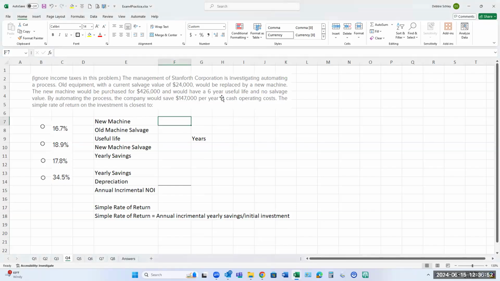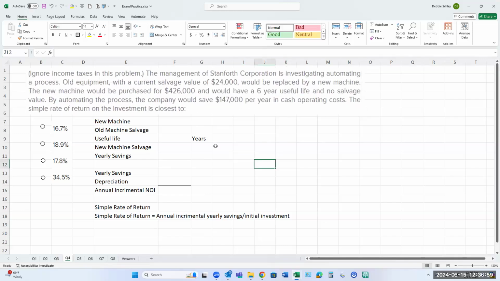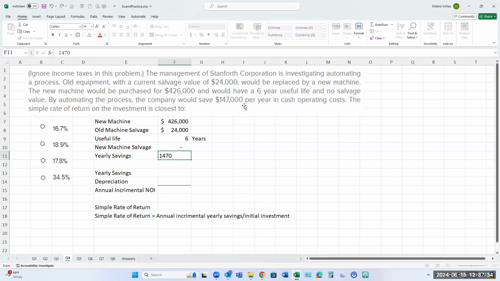Question 4. Ignore income taxes in this problem. The management of Stanford Corporation is investigating automating a process. Old equipment with a current salvage value of 24,000 would be replaced by a new machine. The new machine would be purchased for 426,000 and would have a 6-year useful life and no salvage value. By automating the process, the company would save 147,000 per year in cash operating costs. The simple rate of return on the investment is closest to.